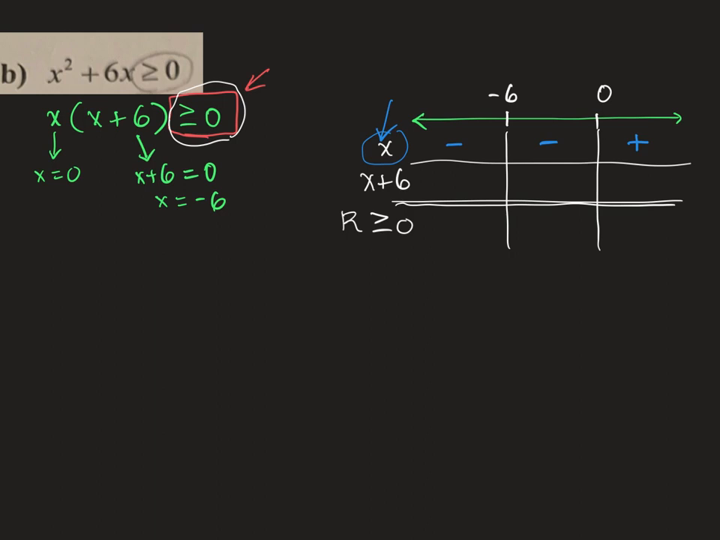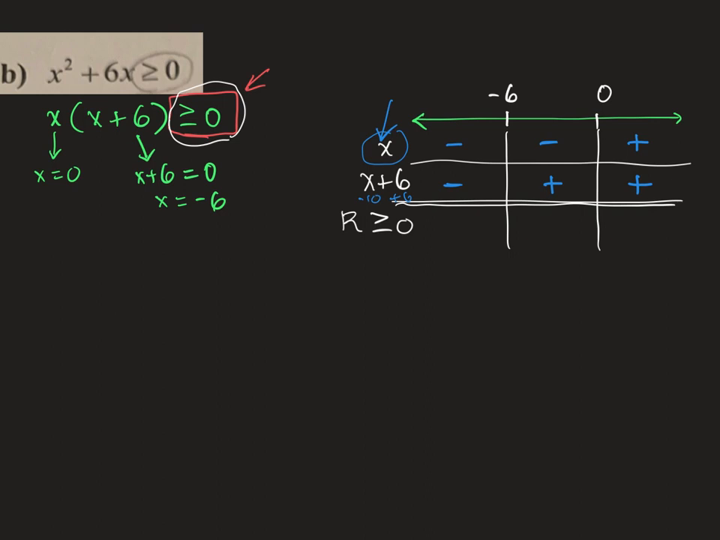Now, we again pick numbers in each of those 3 regions to sub into x plus 6. So something less than negative 6, like negative 10, would be negative 10 plus 6, which would be negative 4, so negative. We put a negative there. Between negative 6 and 0, like say negative 2, negative 2 plus 6 would be positive 4, so we put a plus sign there. And then greater than 0, so like 2 or something, 2 plus 6 is 8, so that's positive. And there we go.